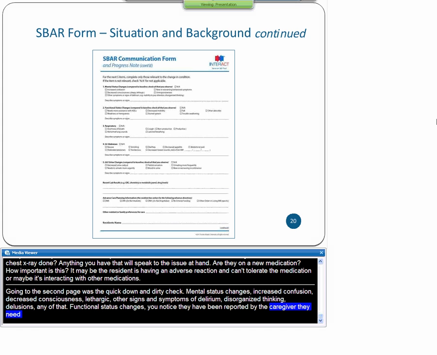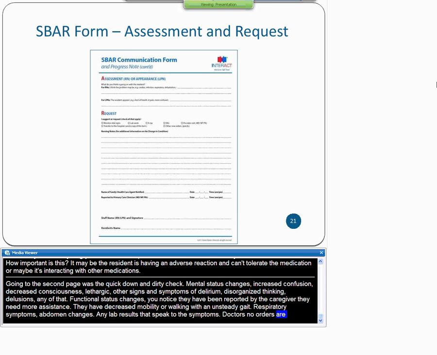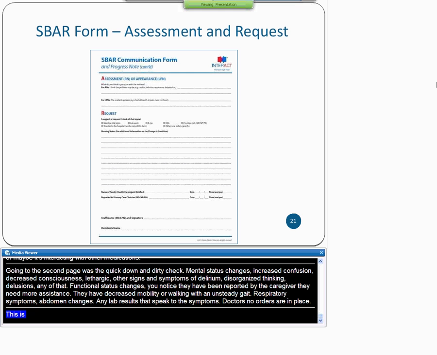Respiratory symptoms, abdomen, GU changes, any lab results that speak to the symptoms, or any lab results, period, that were done recently, and advanced care planning: DNR, DNI, DNH, so that doctors know that these orders are in place, and they're not going to tell you as a first resort to send them to the hospital. And then this is where the nurse's competency, skill, education, and training come in. And that's in the assessment piece, because you're making an assessment of everything that you've collected, everything you've seen.